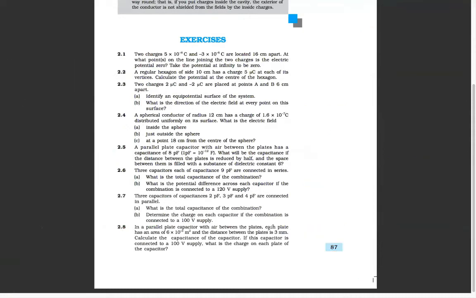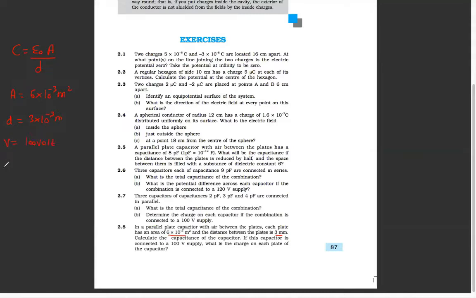See, you have a parallel plate capacitor. Plate area is this, and separation is 3 mm. There's no information given about the medium between the plates. That means you can assume that the medium between the plates is air. Area is 6 into 10 raised to the power minus 3 meters square, and the separation between the plates is 3 into 10 raised to the power minus 3.